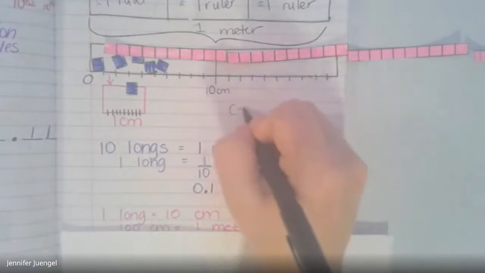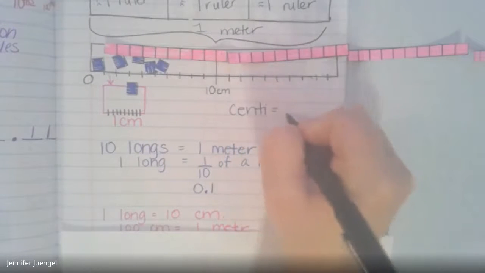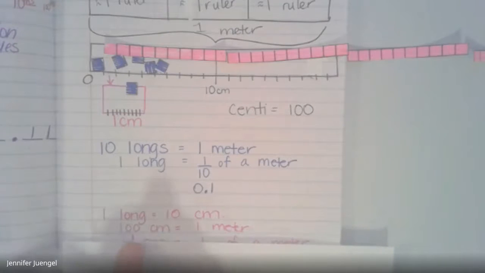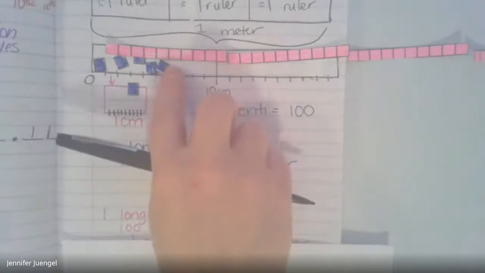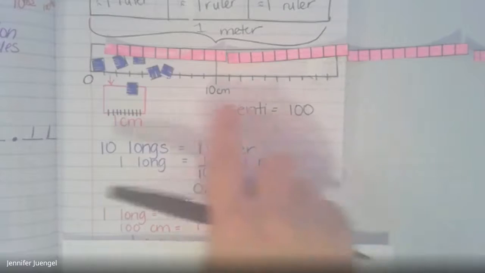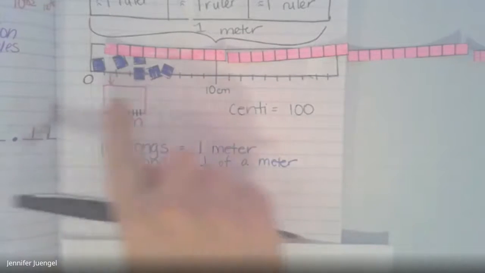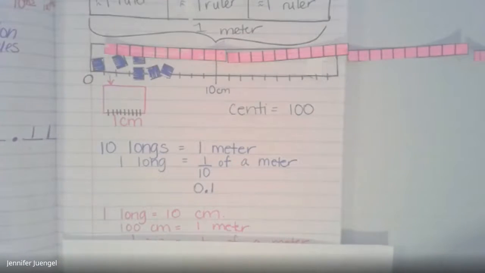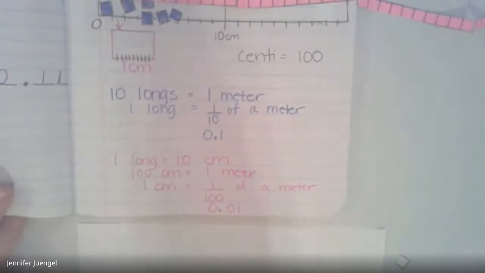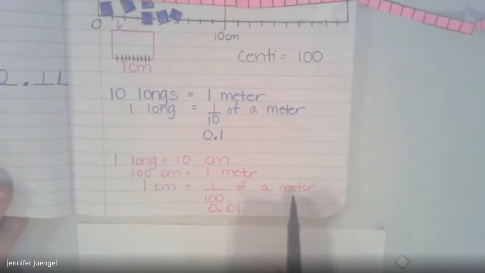The word centi, we know this, means 100. So it takes 100 of these little centimeter cubes, because the word centi means 100. It takes 100 of these little cubes to go from 0 to the end of the meter stick. That means each unit cube is 1/100th of a meter, because remember, the meter is the whole.